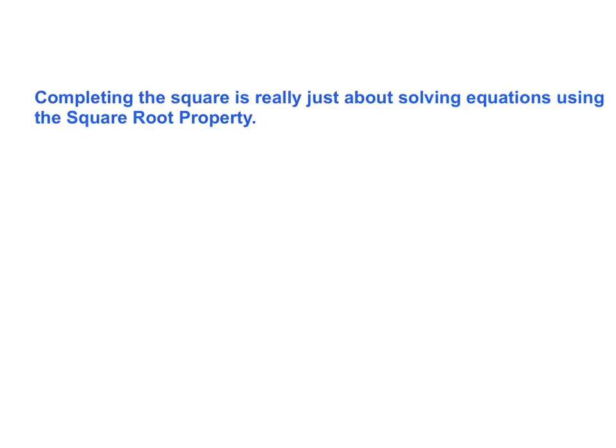The reality is completing the square is just solving equations using the square root property. We did that yesterday. We solved a whole bunch of equations using the square root property. Yesterday the problems were all set up for that, right? The left-hand side was already a binomial square. We could convert it to that form, then square root both sides, and we were good to go.